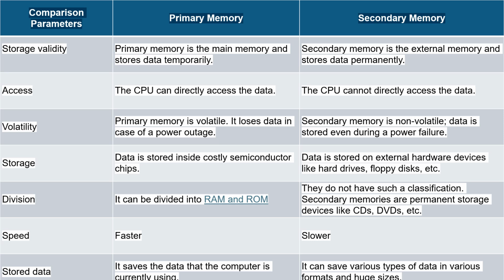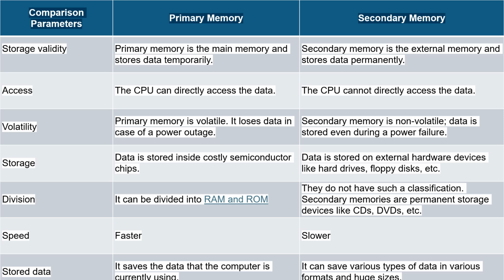Coming to storage, primary memory is the main memory and stores data temporarily. Secondary memory is the external memory and stores data permanently. The CPU can directly access the data in primary memory. The CPU cannot access the data in secondary memory directly. Primary memory is volatile, it loses data in case of a power outage. Secondary memory is non-volatile, data is stored even during power failure.